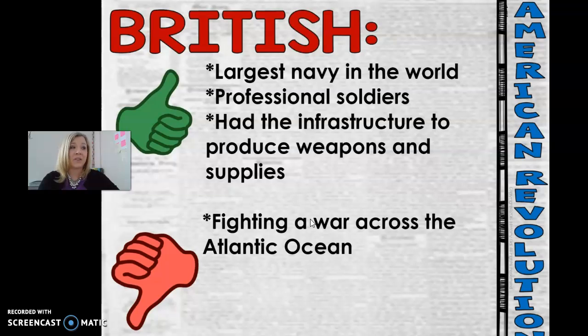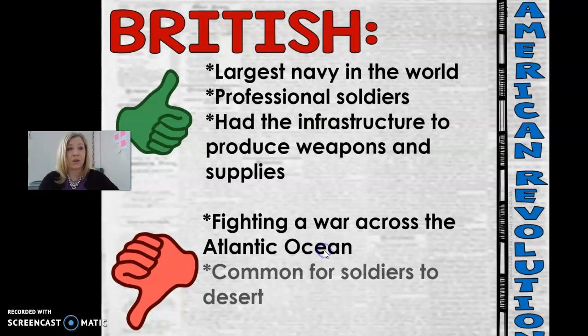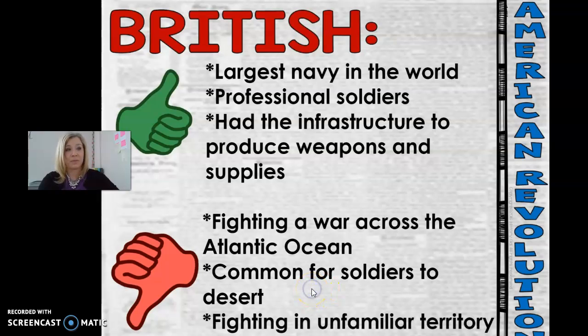Something that is not in their favor is that they're fighting a war all the way across the Atlantic Ocean. So this is not their home turf. And it was very common for soldiers to actually desert or leave their posts. Again, they're fighting in unfamiliar territory. This is land that they're not familiar with. Some of them are coming over from Great Britain. It's the first time that they've ever crossed the ocean, and they are unfamiliar with the area.